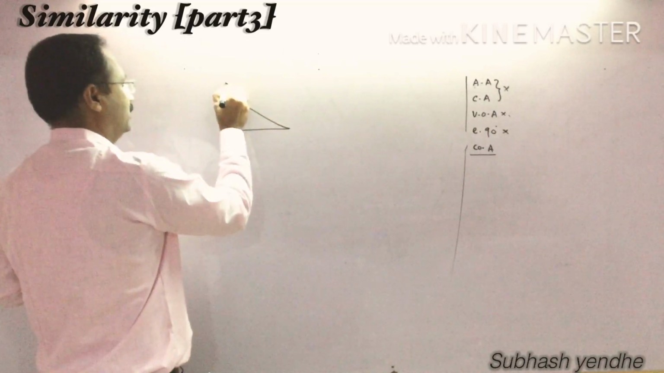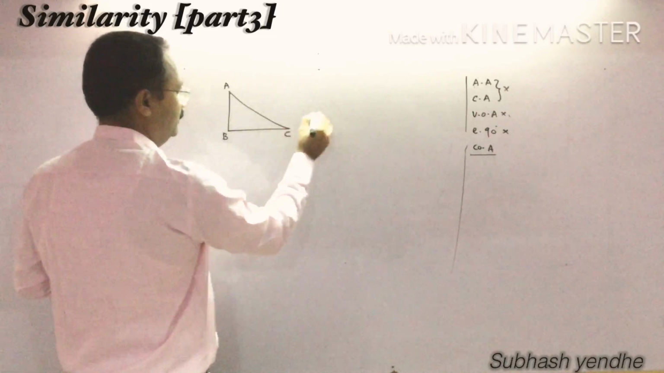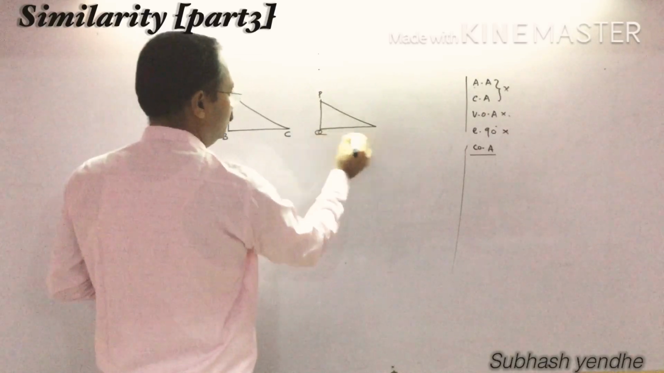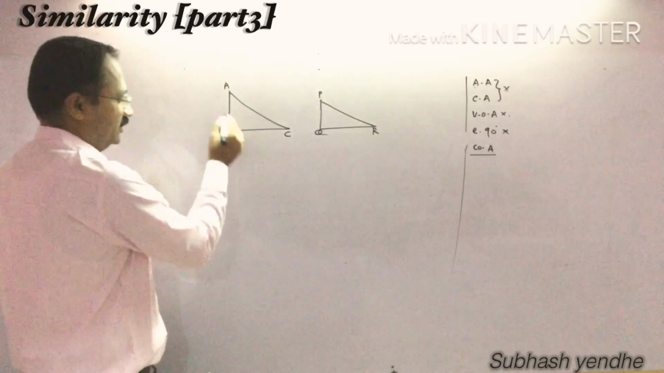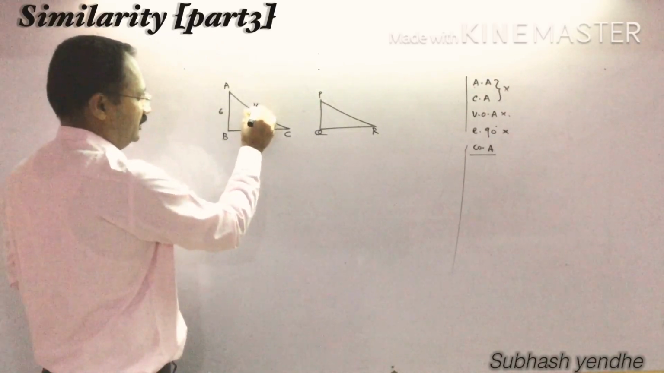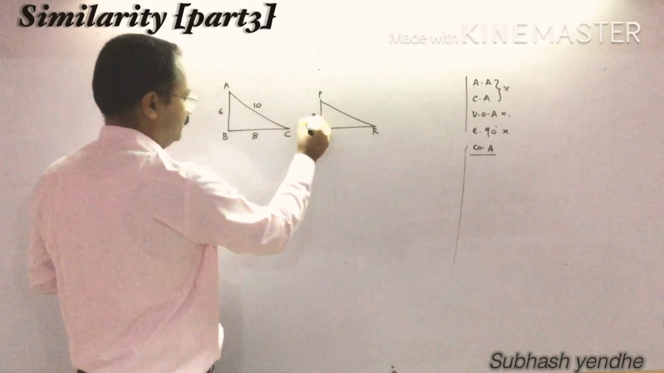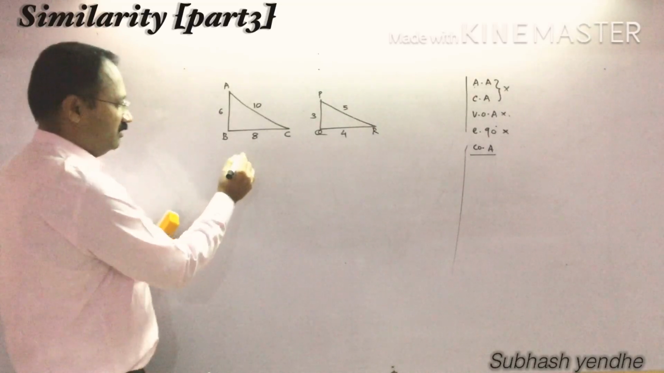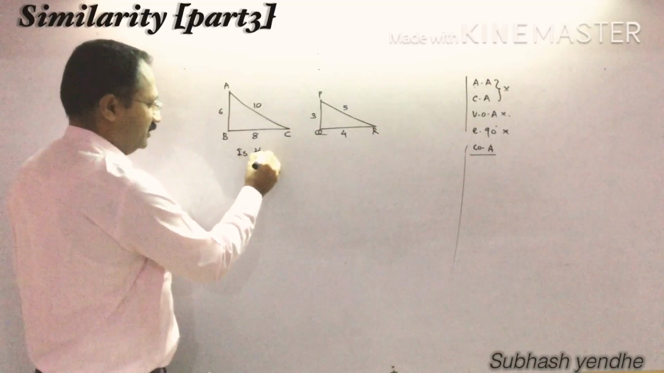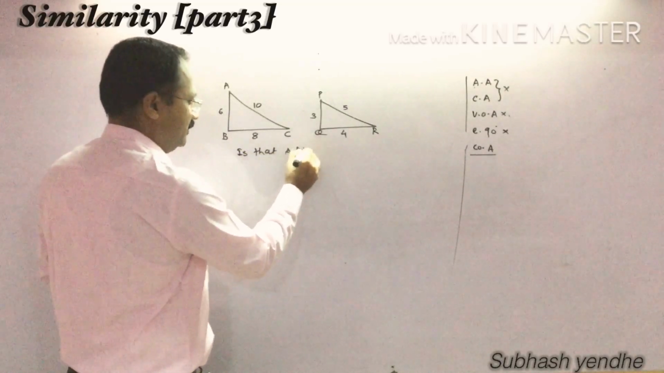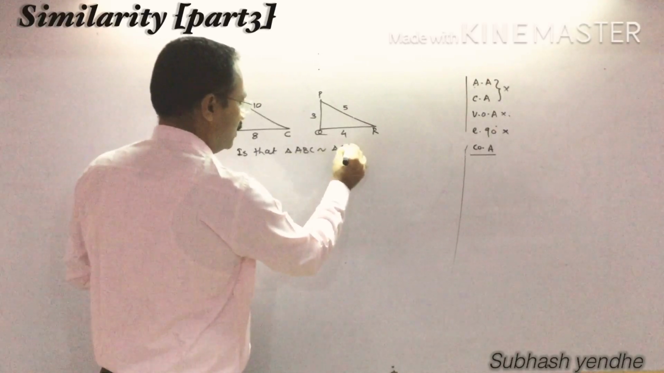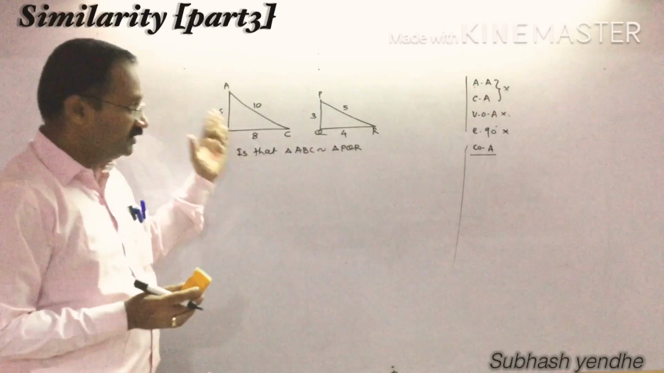These are the two triangles, one is ABC and another one is PQR. Here the sides are given 6, 10 and 8. This is 3, this is 5, this is 4. Again the question comes, is triangle ABC similar to triangle PQR? Now observe this figure.